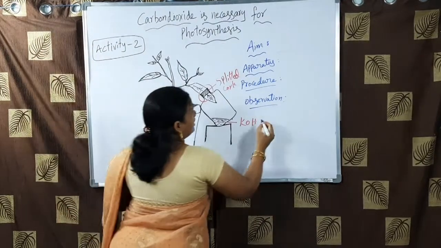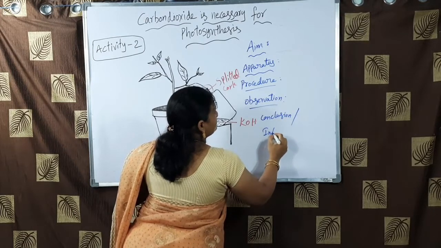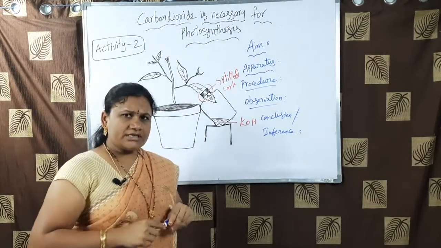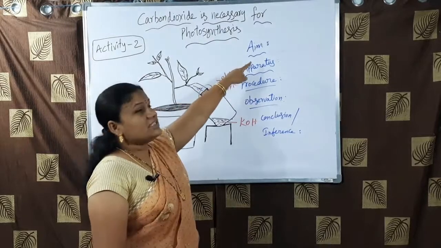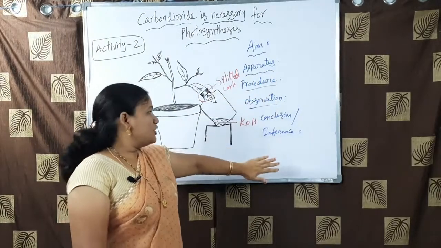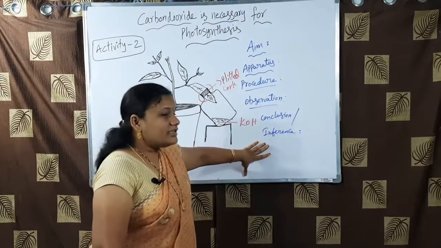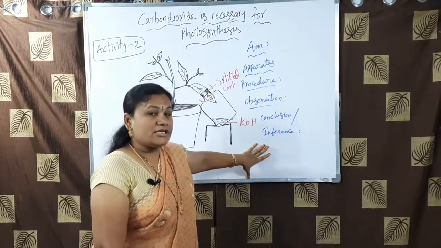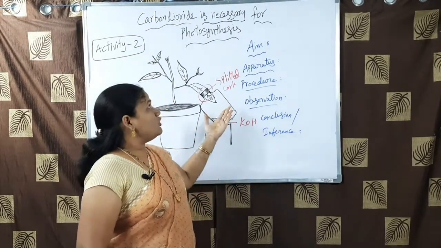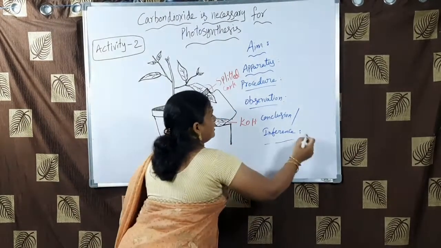Next one, finally, conclusion or inference. Here, for what purpose did you conduct this experiment? Simple. What is the aim? To prove that carbon dioxide is necessary for photosynthesis. You should write the same thing here, but in this manner: by this experiment, we can conclude that CO2 is essential or necessary for photosynthesis. It is proved that CO2 is necessary for photosynthesis. That's it. You should write that pattern under conclusion or inference.